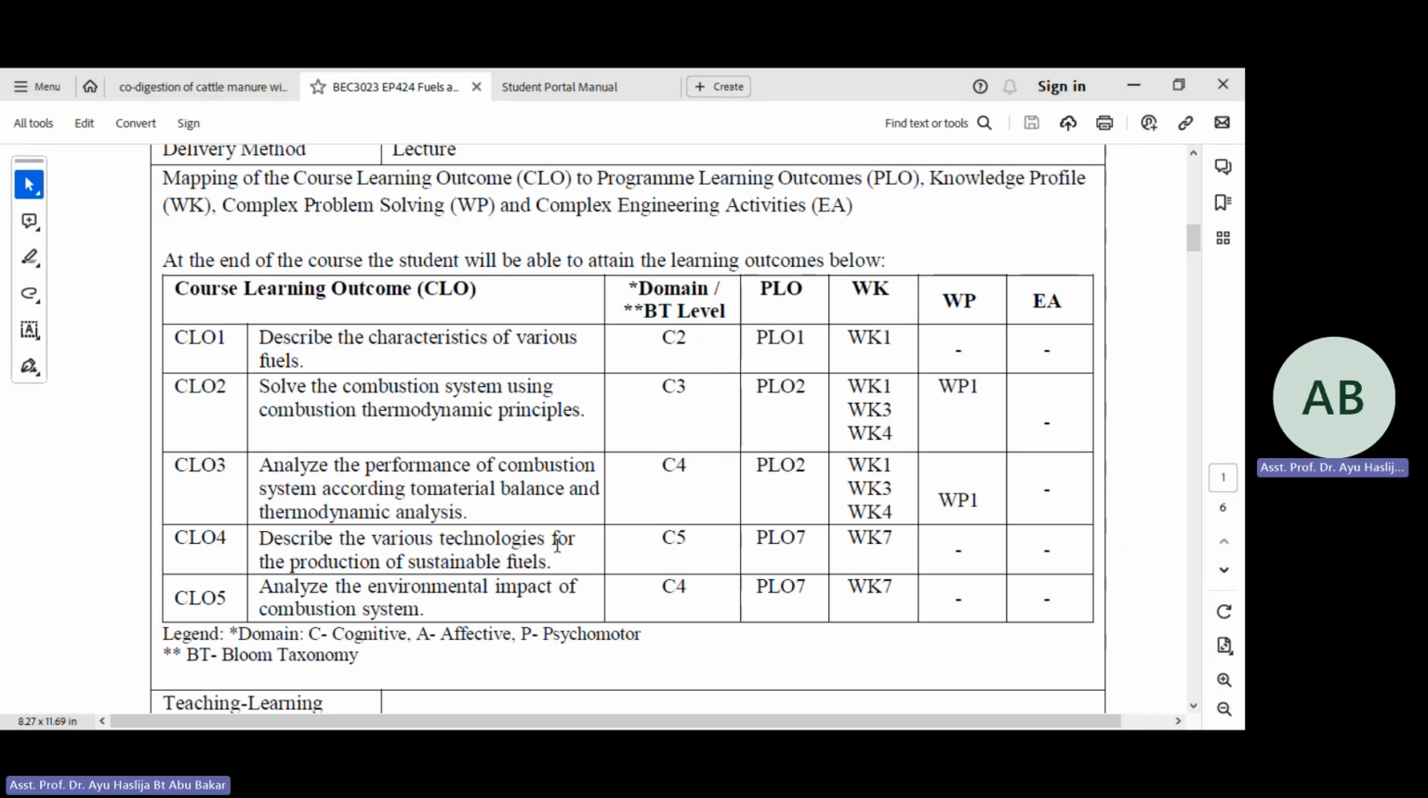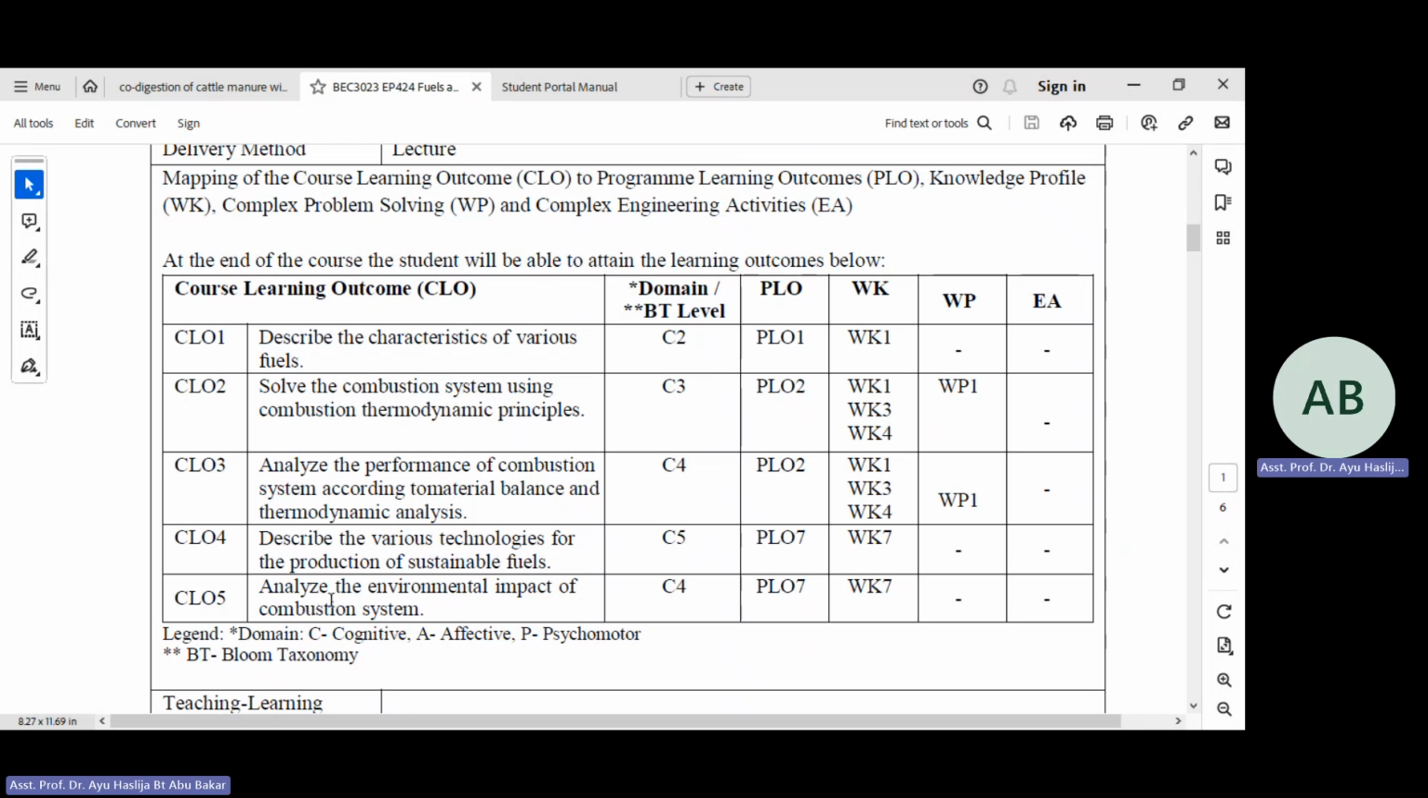CLO4: describe the various technologies for the production of sustainable fuels. Sustainable fuels here, we will cover, for example, bioethanol from biomass. It is sustainable because it is biomass waste, for example agricultural waste, converted to bioethanol. That one is sustainable fuel.